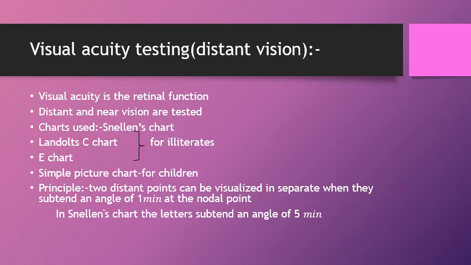Snellen's chart has a principle where two distant points can be visualized as separate when they are subtending an angle of 1 minute at the nodal point. In the Snellen's chart, these letters are usually subtending an angle of 5 minutes. So we can easily distinguish between the two points in the Snellen's chart, that is, between the two letters which are present in the Snellen's chart.